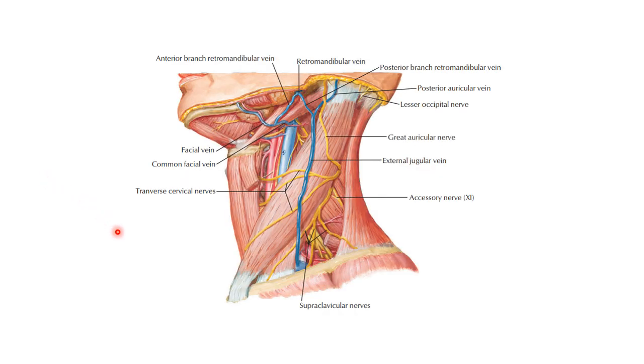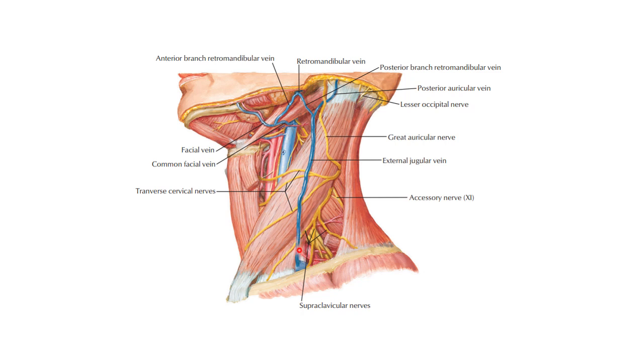So the first structure that you would have to appreciate for the venous drainage of the neck would be the external jugular vein. This picture is great because it shows you the relative anatomy of the external jugular vein. So the external jugular vein would drain the more superficial structures of the head and the neck.